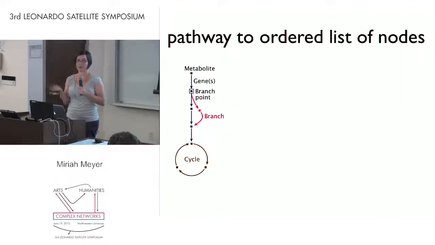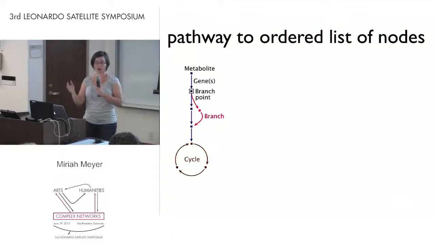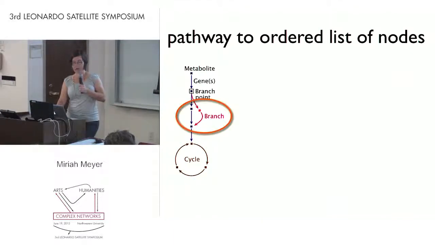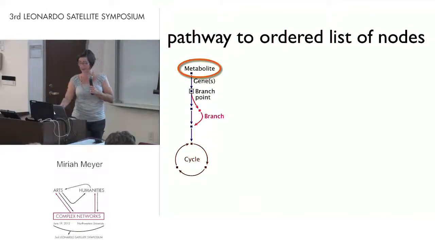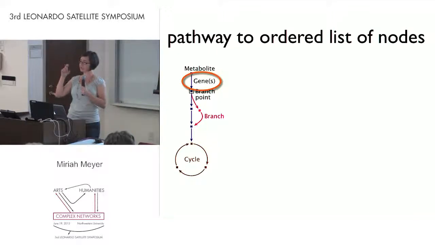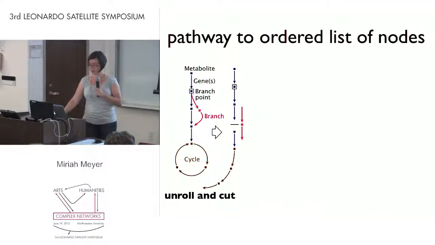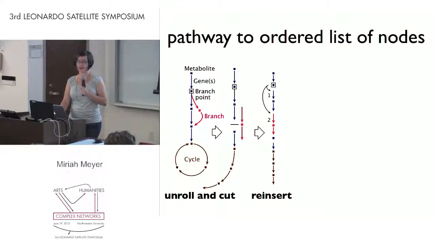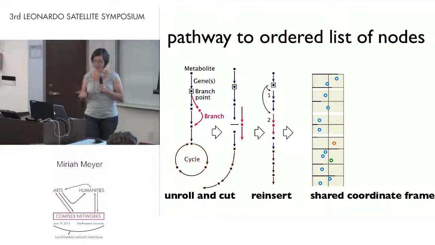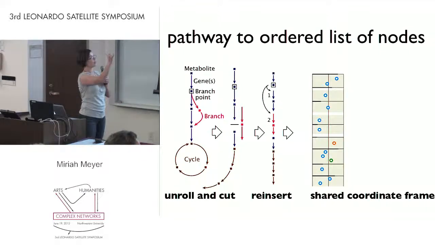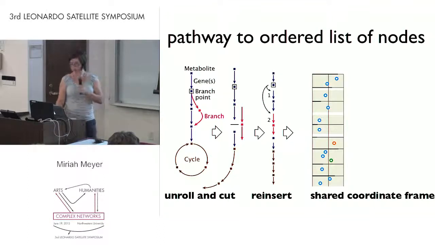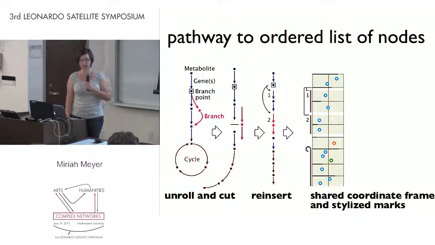So one question is, of course, how do we actually get to this linearized representation? So let's say we started with a pathway that looked like this, where we have a cycle, a branch. Again, the metabolites are the nodes of the graph, and the edges are the genes. And again, it can be multiple genes in one edge because it's really representing a reaction. So the first thing we do is we unroll the cycle and we cut out the branch. We then reinsert the branch and indicate where the branch points are. Then in the pathline representation, we convert the nodes of the graph to those horizontal bars and the edges of the graph to the circles. And then we include these stylized marks to show branch points with those sort of hooks and the cycles with that lollipop symbol. And then we can use the horizontal position for quantitative data.